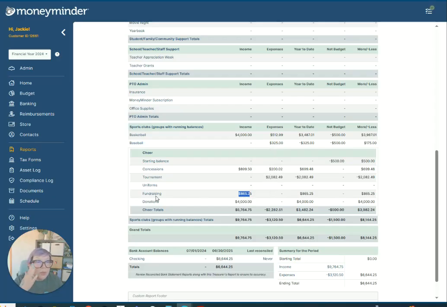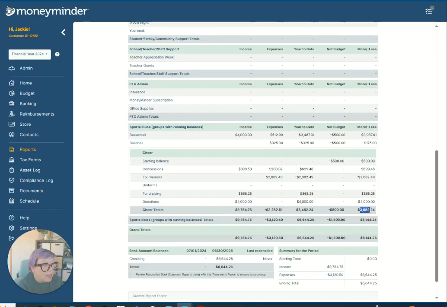So I know that their fundraising for this whole entire financial year 2024 is $865.25. And then they got a $4,000 restricted donation. So there was a business or a parent, and they said, hey, here's $4,000. I want you to spend it on the cheer team. So I know it belongs to the cheer team. I logged it under the cheer team income. I received it, and now it's part of their budget. It's part of their report.